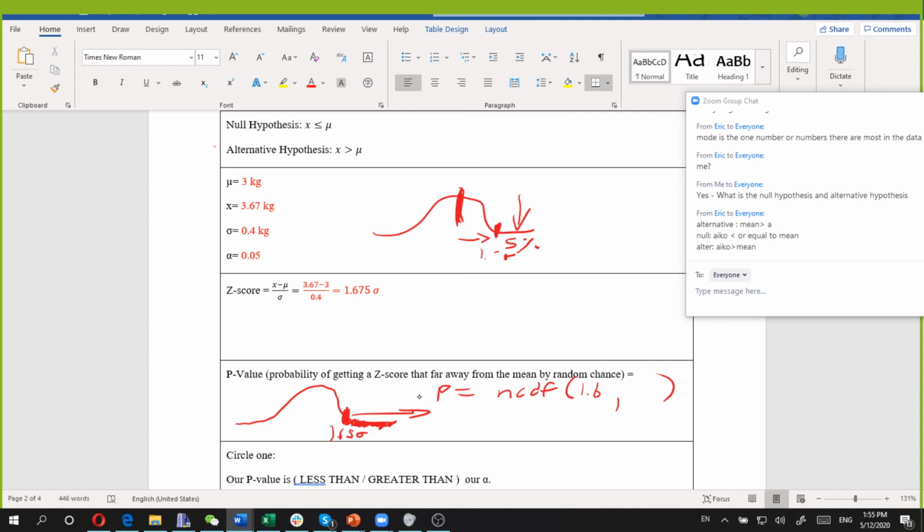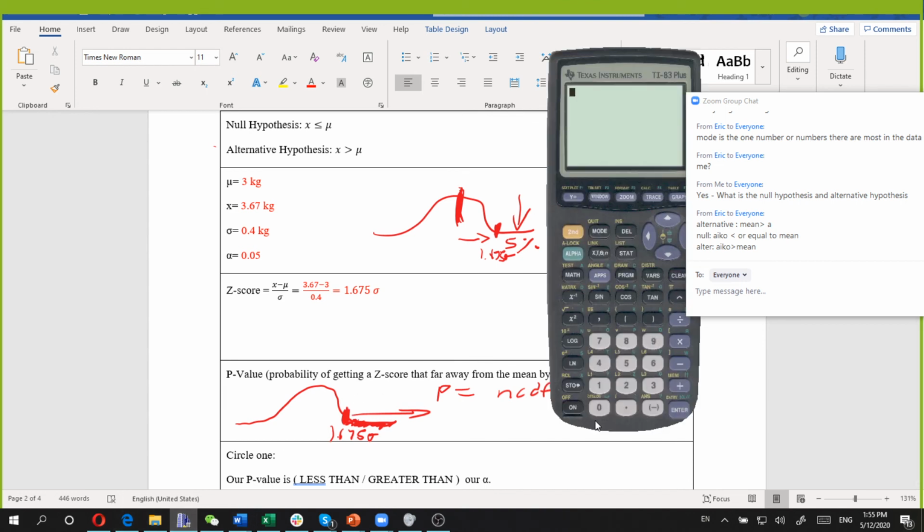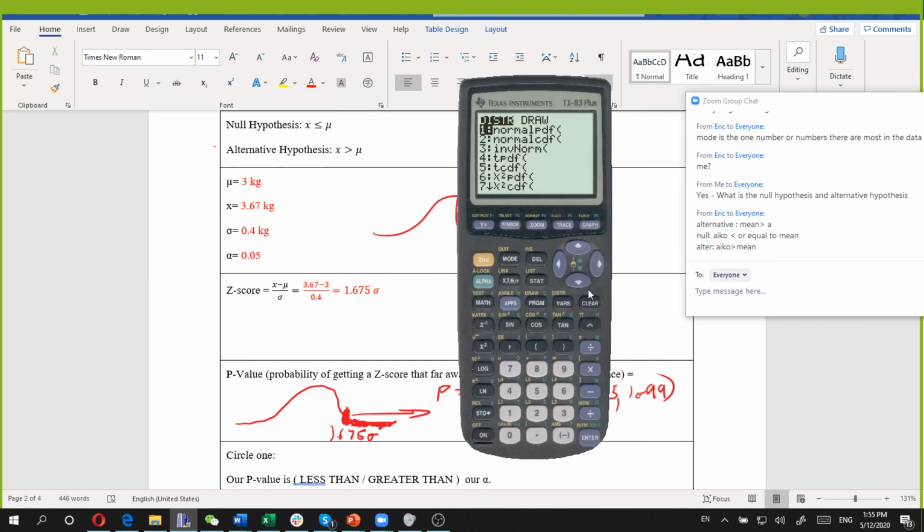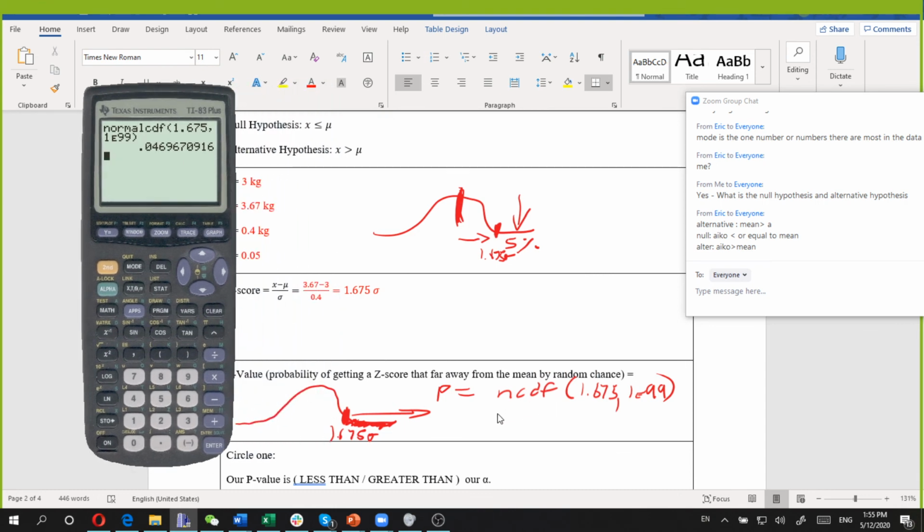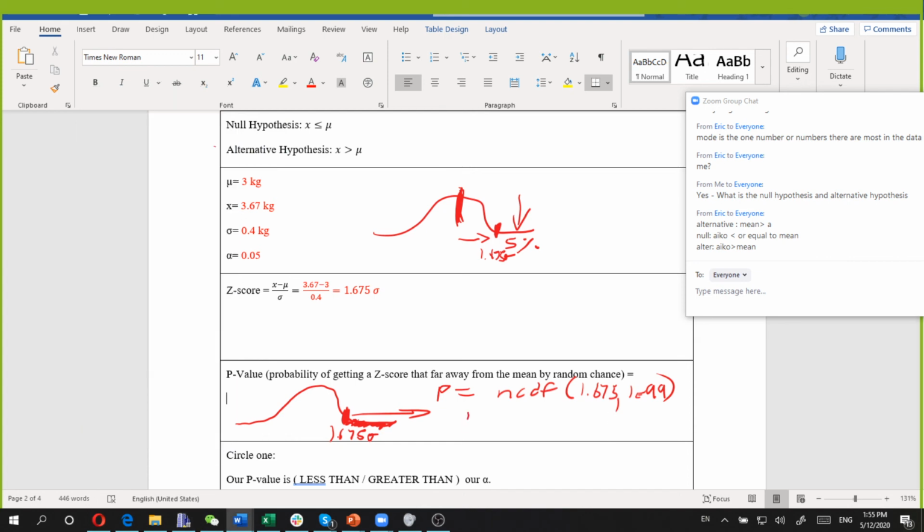Oops. There's a 7 in there, I forgot. 1.675. And you're right, so that would be 1.675 to 1 e to the 99, which is positive infinity, but the largest number we can store in our calculator. So that's second distribution normal CDF. From 1.675 to 1 e to the 99 power. Oops, I missed. Gives us a 4.7% chance. So P is 0.046 or 0.047, I'm going to write.